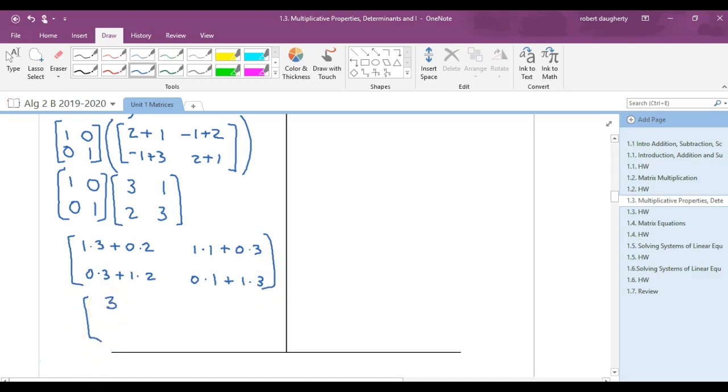And that number is 3. What's this one over here? 1, 2, and 3. Am I going too fast? Are you getting the multiplication?